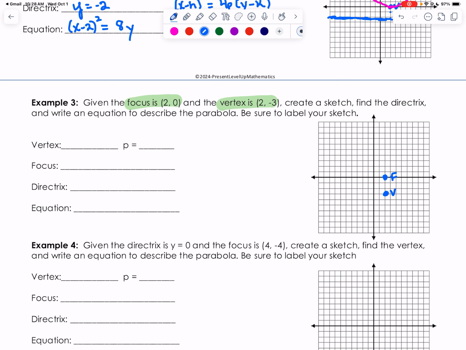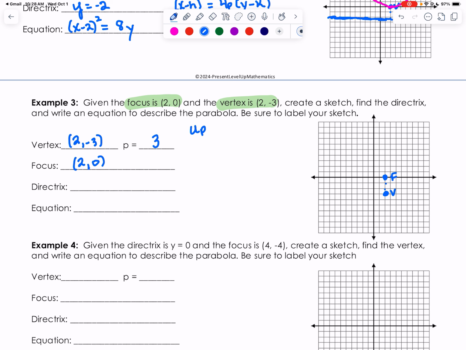All right, if the parabola opens towards the focus, that means this parabola opens up, which means the value of p is going to be positive. So how many units is it from V to F? Well, 1, 2, 3. So we know the value of p is 3, and we know the vertex is at (2, -3). We know the focus is at (2, 0).